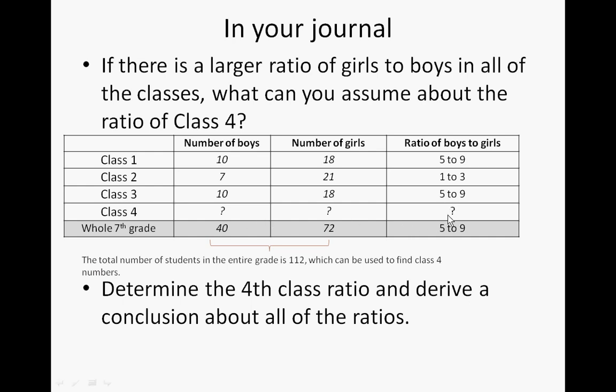So is it going to be the same, 5 to 9, since we have that happening 3 times? Or is it going to be greater or less than 1 to 3? And how can we compare these? This looks very confusing. I can't tell which one is greater or less than another. So can we change this to make it more uniform so that we can compare them?